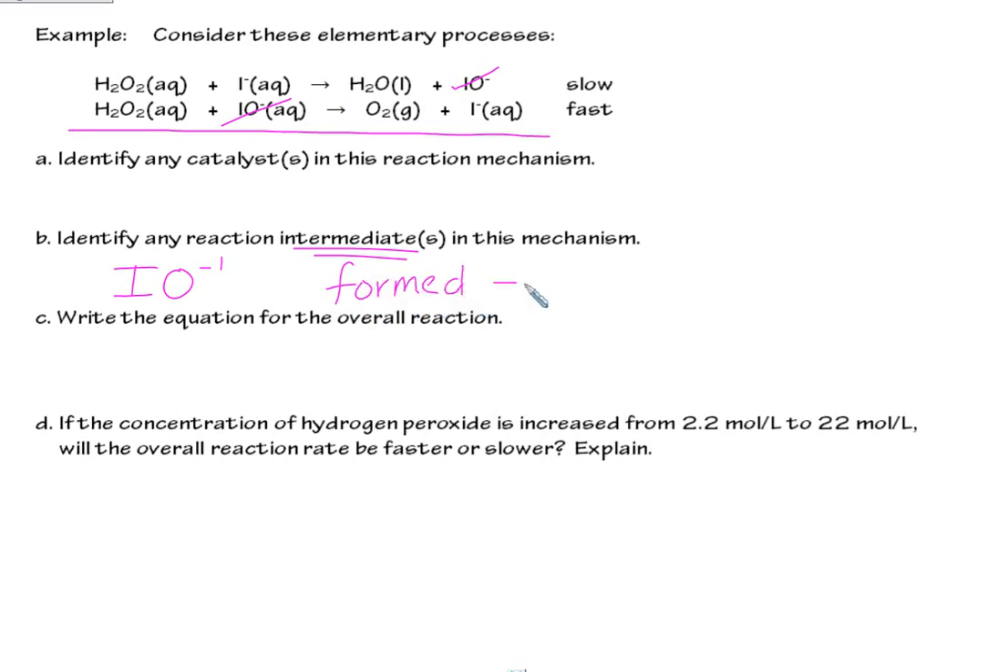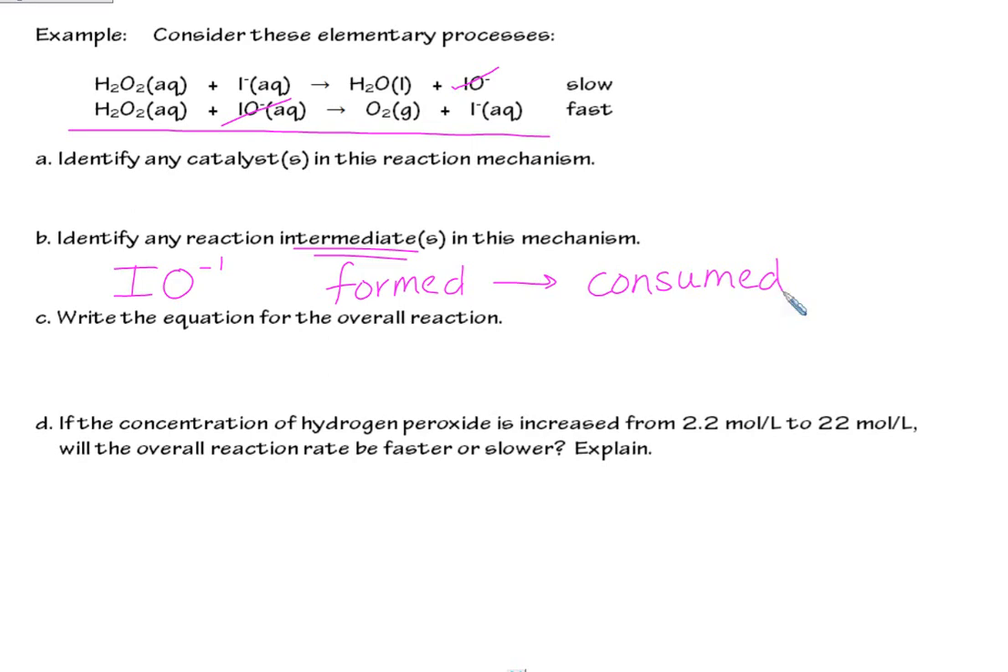An intermediate is something that's formed in an early step, and then it's consumed in a later step. Now, if this were like 3 steps, it could be formed in step 1 and consumed in step 3, and that's fine. But you'll first see it on the product side, usually in one of the early steps. And then in the later step, it's consumed, so it's canceled. That's an intermediate. You don't see it in the overall balanced equation.